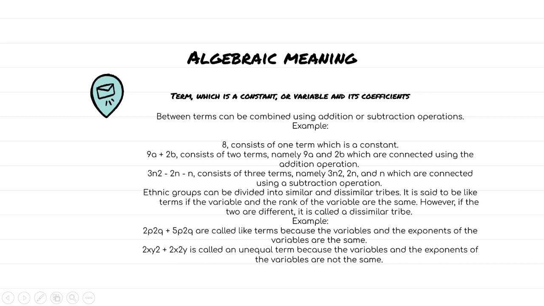Terms can be divided into like terms and unlike terms. It is said to be like terms if the variables and the exponents of the variables are the same. However, if the two are different, they are called unlike terms. For example, 2p squared k plus 5p squared k are like terms because the variables and the exponents of the variables are the same. 2xy squared plus 2x squared y are unlike terms because the variables and the exponents of the variables are not the same.